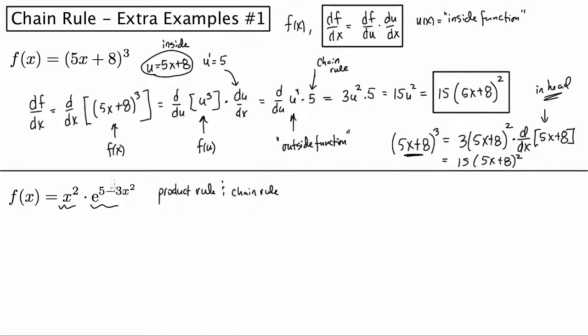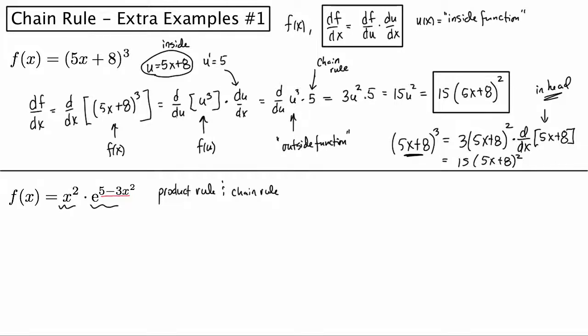And so the chain rule part of the problem is going to come from the fact that this power is not just an x. And so we don't know how to deal with that power very well without applying chain rule. Because we know what the derivative is for e to the x, but if it's not just x, instead it's 5 minus 3x squared, then we have to apply chain rule at that point.